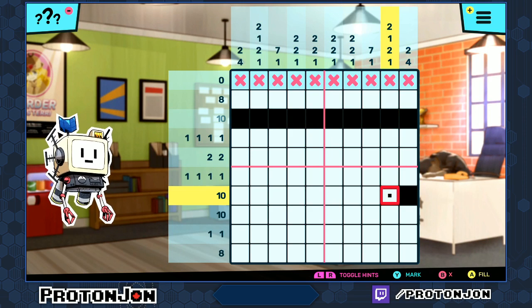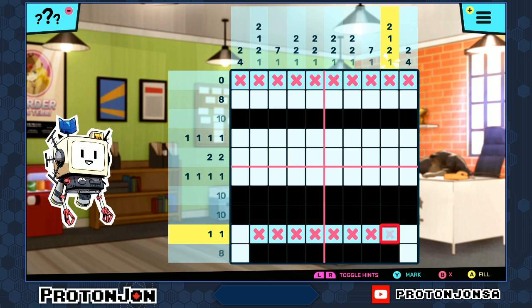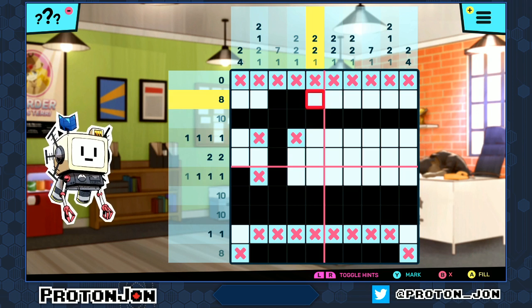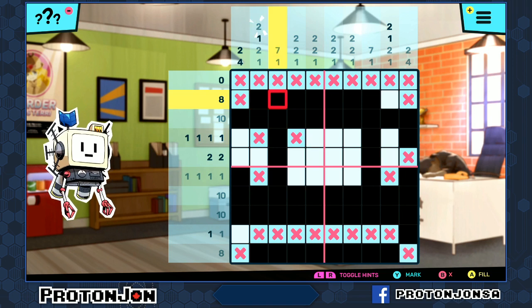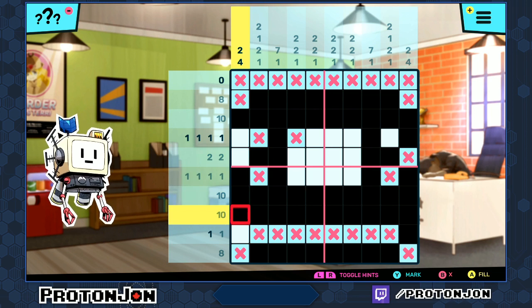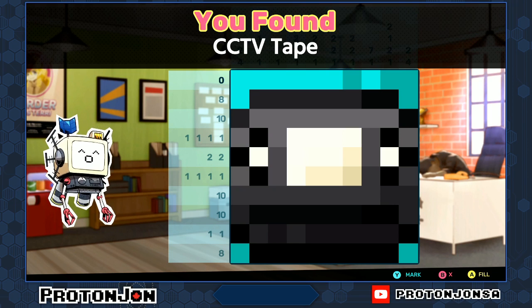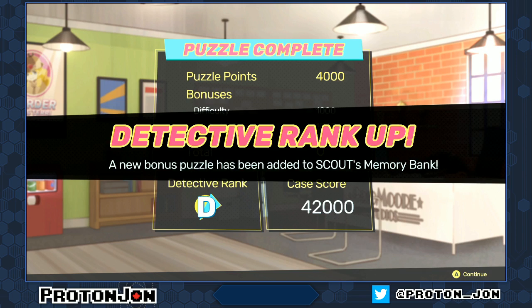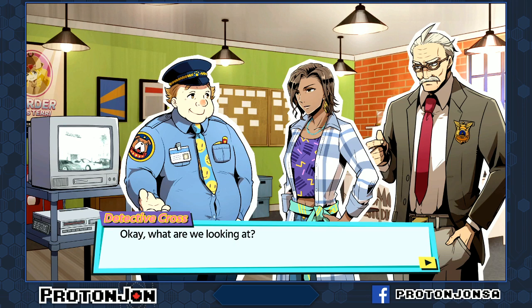Puzzle! Alright, we got a bunch of free line. We're literally just making a VHS tape, aren't we? Oops. Sure looks like it to me. CCTV tape. A very round-looking CCTV tape. Detective rank up. We're ranked D. D for detective and nothing else. It's a good thing we scanned it so we could put it in the VCR that was apparently here.